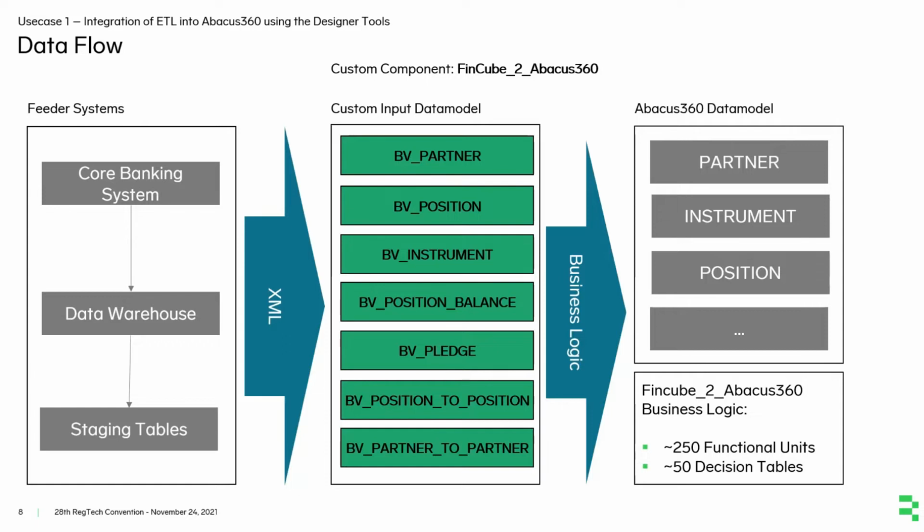The data is then transformed using more than 250 functional units and over 50 decision tables into the standard Abacus360 data model. As already mentioned, in some cases, which of these functional units are triggered depends on the parameters chosen when processing. Finally, the entity tables in the standard Abacus360 data model are filled and ready for further processing.